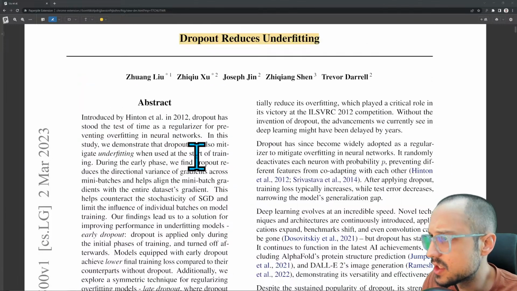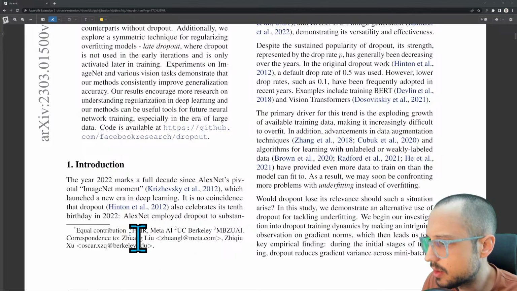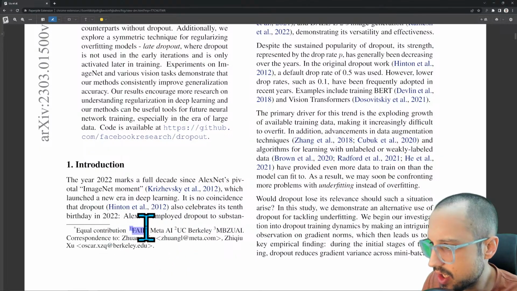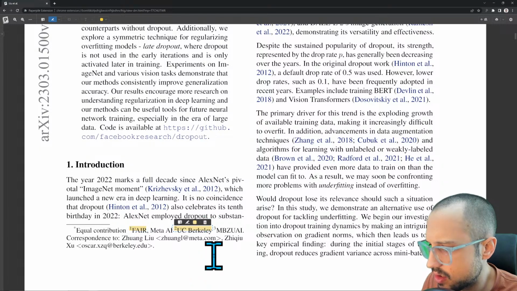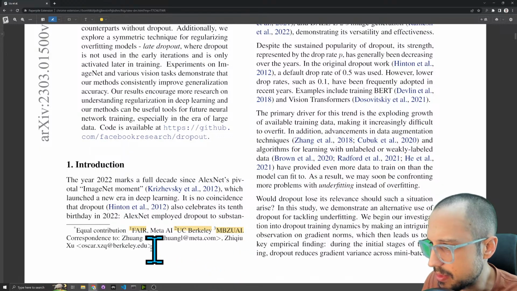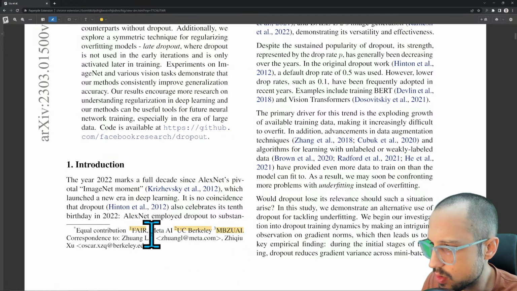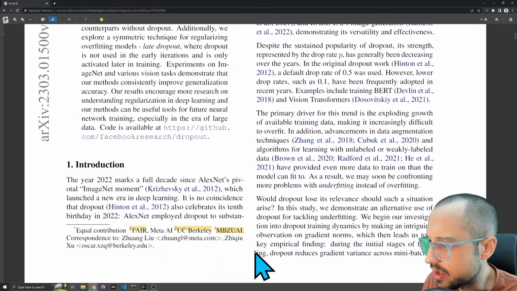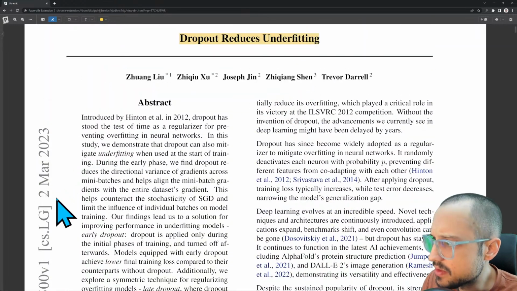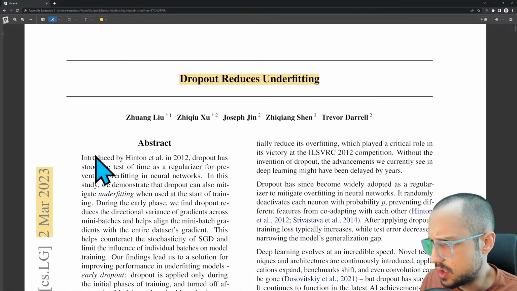Okay, let's get started here. This is work coming out of Facebook AI Research, UC Berkeley, and then whatever MBZU AI is. Maybe that's a company or something, or maybe it's this guy's name. Fong Liu. I don't know. This is relatively recent work, less than a week old. And let's get into it.